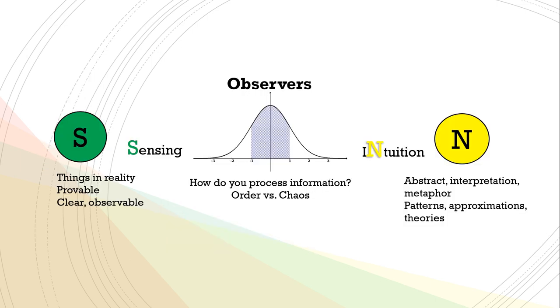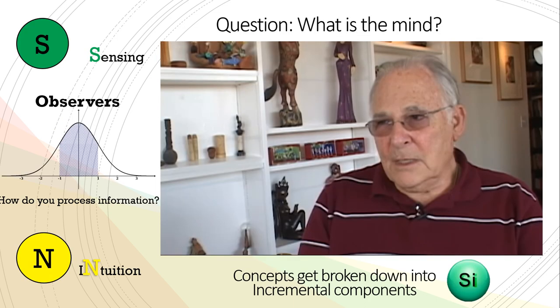Okay, so now we're going to talk a little bit about observers, sensing versus intuition. Someone who is on the sensing end of the spectrum is going to be very precise, trying to talk about things which are tangible and clear and observable, versus someone who is doing N speak, who is going to be doing pattern talk, where this is the pattern, this is where things are going to go, and they're okay making approximations. So here's a question.